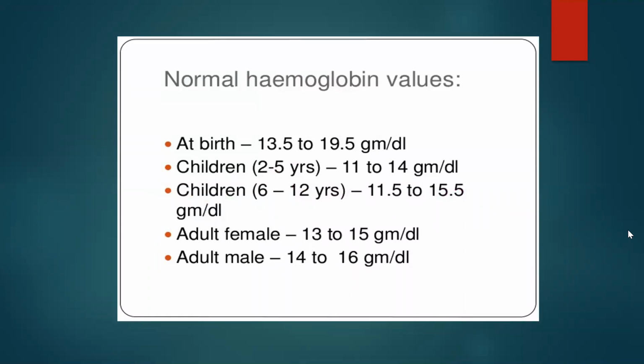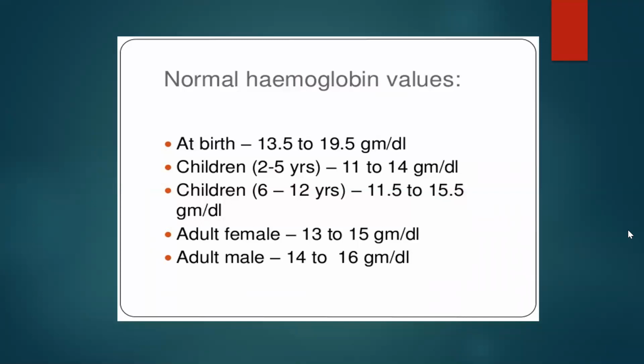So the normal value of hemoglobin in humans, like male, female, children with different age groups. So what happens at birth? A baby has around 13.5 to 19.5 grams per deciliter of hemoglobin.